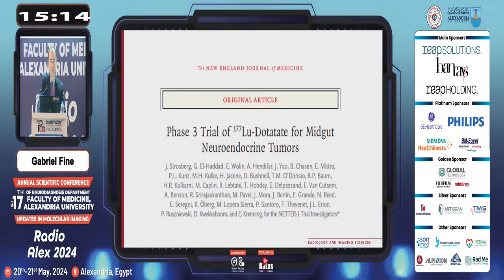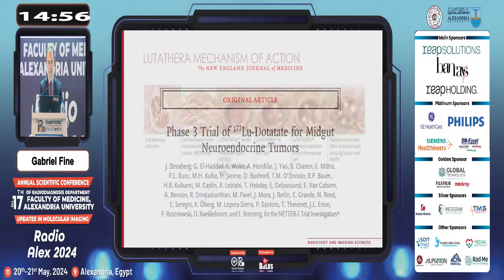This particular study is called NETTER-1. This was in the New England Journal of Medicine, which is one of the most well-cited journals in the United States. And it was a phase 3 clinical trial assessing lutetium-177 dotatate for mid-gut neuroendocrine tumors.